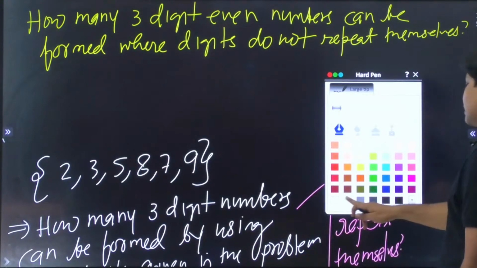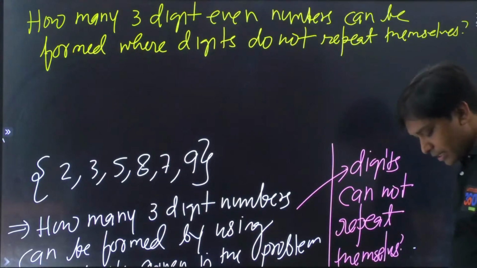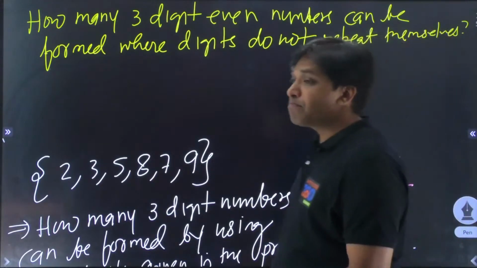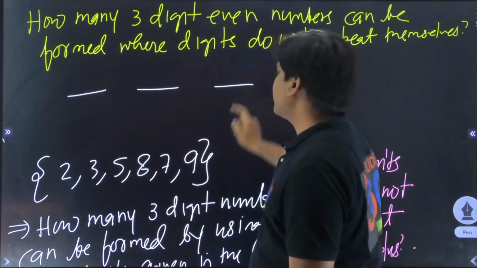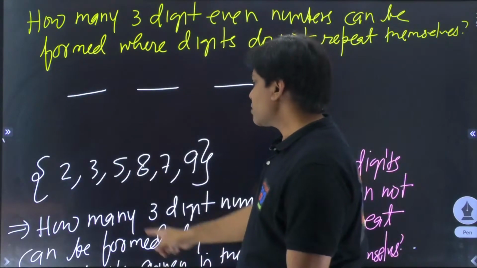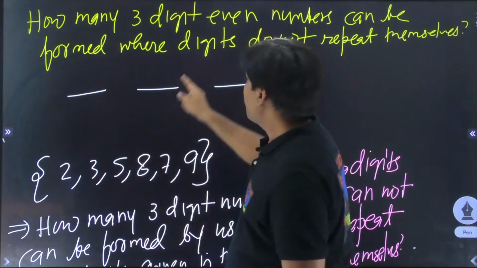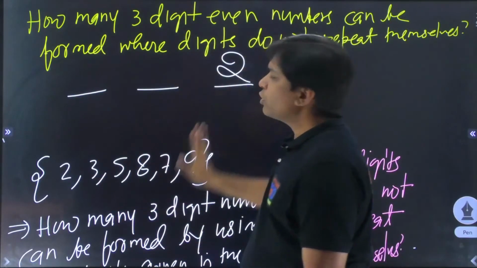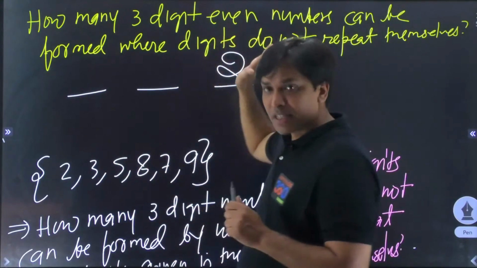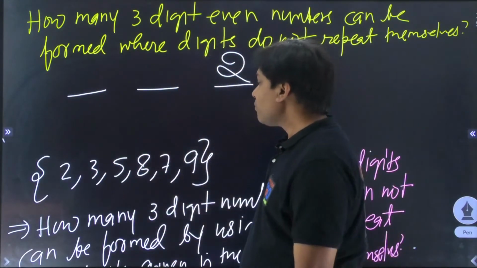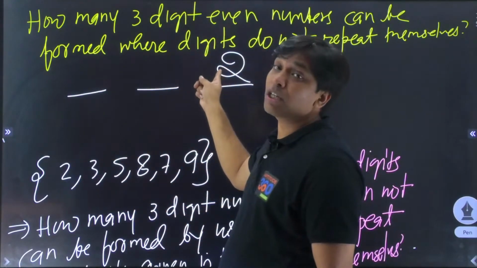How many 3-digit even numbers can be formed where digits do not repeat themselves? 1, 2, 3. What is the meaning of even? It is going to be either 2 or 8. Nothing else. Either 2 or 8, which is going to be 2. Do you understand this? Any of 2 and 8 has already been fixed here. Make sense? Out of 6, one digit has already been placed.